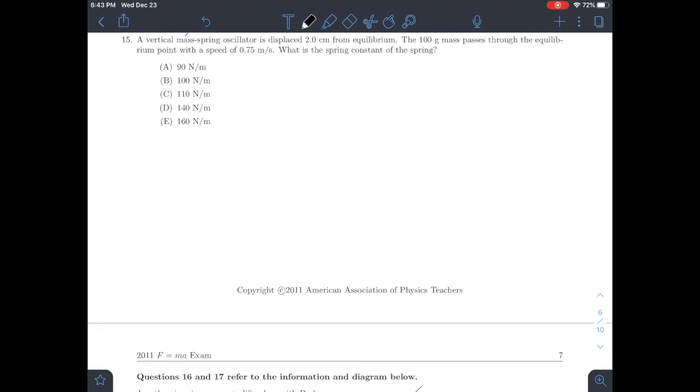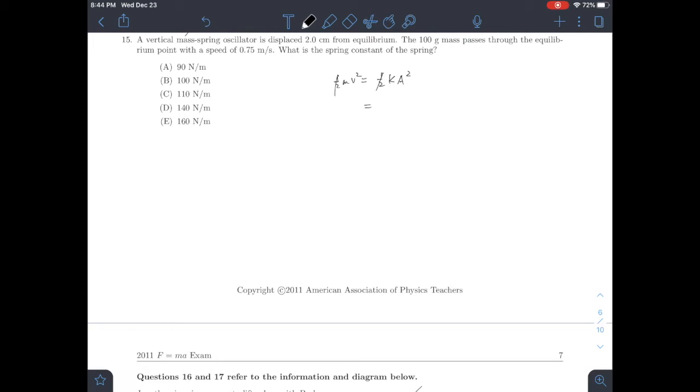Then question number 15. A vertical mass spring oscillator is placed 2 centimeters from equilibrium. The 100-gram mass passes through the equilibrium point with a speed of 0.75 meters per second. What is the spring constant of the spring? This is just a simple energy conservation. 1/2 m v squared equals 1/2 k a squared. Because we already have the equilibrium position displaced by the gravity, we don't need to consider gravity.